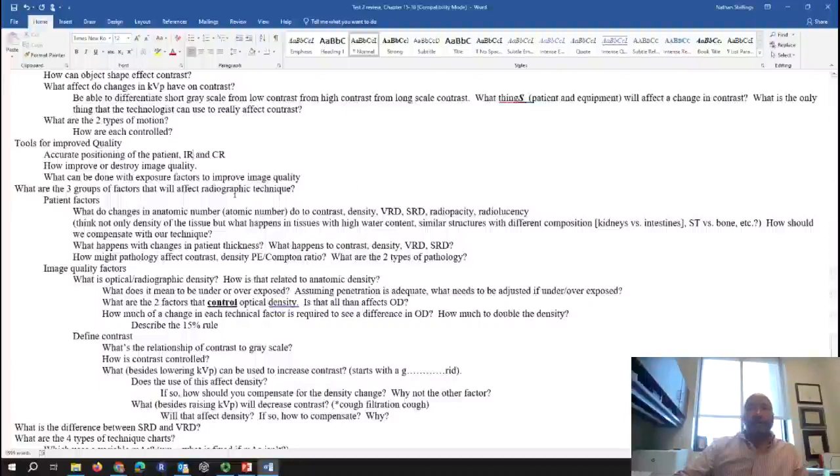Three groups of factors will affect radiographic technique. You've got patient factors, you've got image quality factors. With patient factors, again, we've done this to death. I don't know why there's so much of it in here. So you want adequate penetration. If we have something that increases radiopacity, you may have to increase your KVP, but most of the time it's going to be increase your mass.